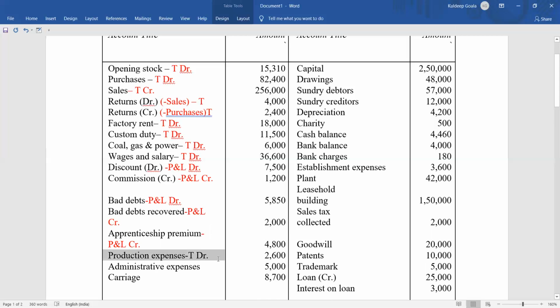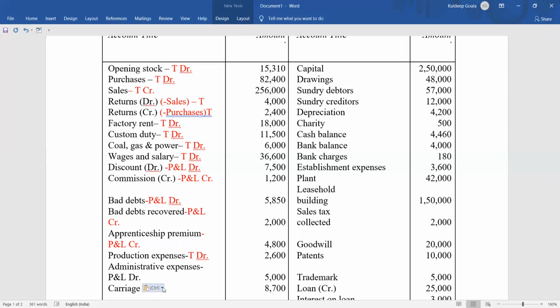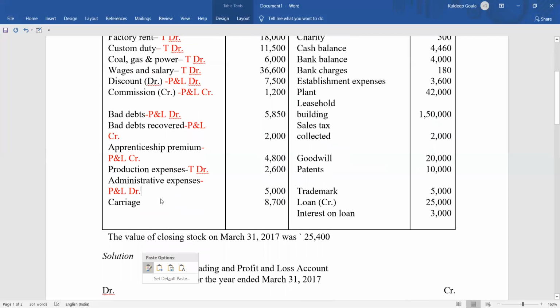Yes, coming to the next one, administrative expenses. It is a profit and loss item. It will be going in the profit and loss debit side. Then carriage. Plain carriage refers to trading account items, so it will go in the trading account debit side.